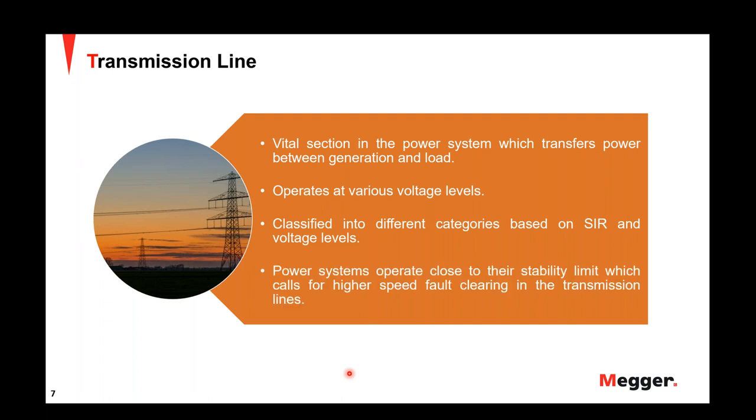We do know that power systems operate close to their stability limit. What it means is that any disturbance that happens in the power system happens in a time span of less than a millisecond or even less, right? So this calls for high-speed fault clearance. The protection system should be able to recognize these faults and clear them as soon as possible.